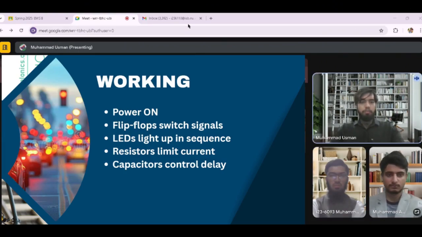Since it is built with basic components, the project not only demonstrates digital logic concepts, but it is also practical for educational purposes. It can also be expanded to control real road intersections using relays and sensors.